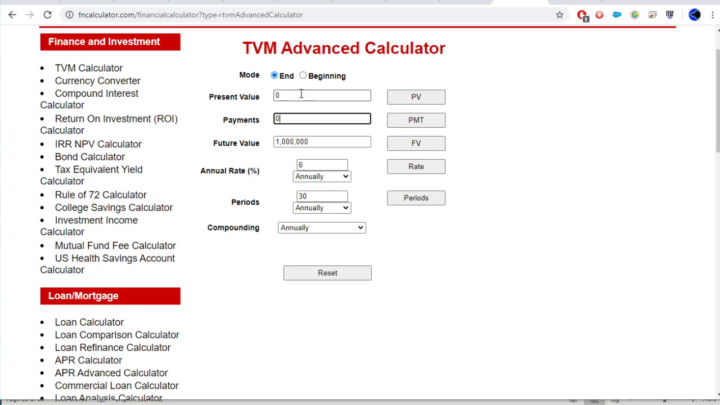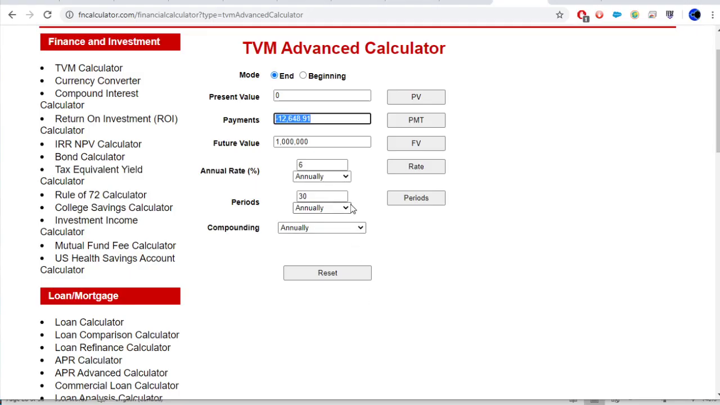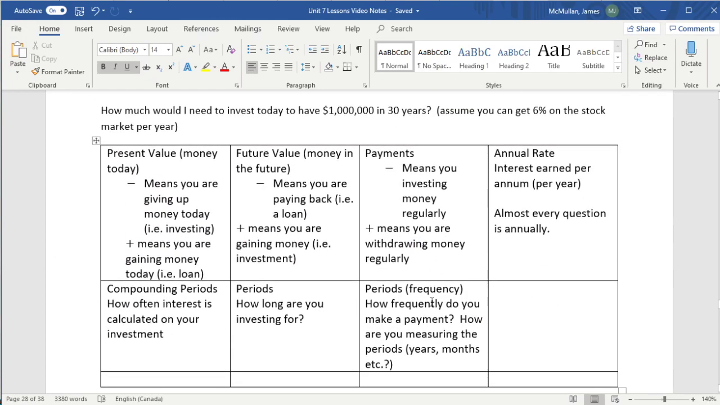So this time I'm going to leave payment, a present value is 0, and I'm going to click payment. And this is what this tells me. If I could save $12,000 per year for the next 30 years, I'll have $1 million at the end. Which is kind of interesting because $12,000 times 30 years is only $360,000, and yet I end up with $1 million. This is the idea of compound interest and the time value of money. Okay, so this is sort of like how all this stuff works.